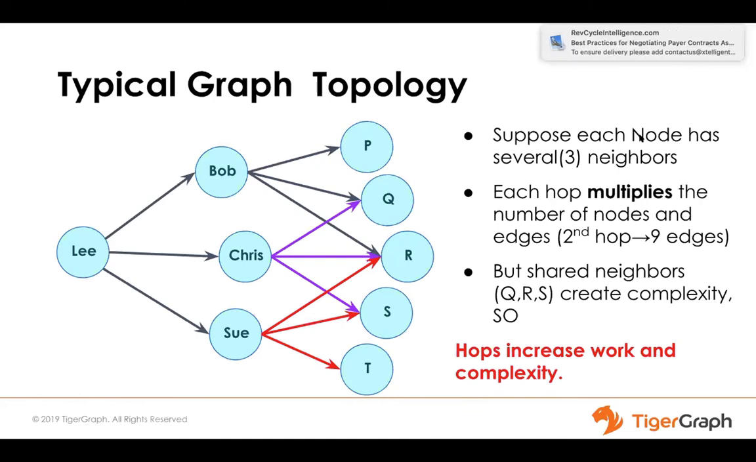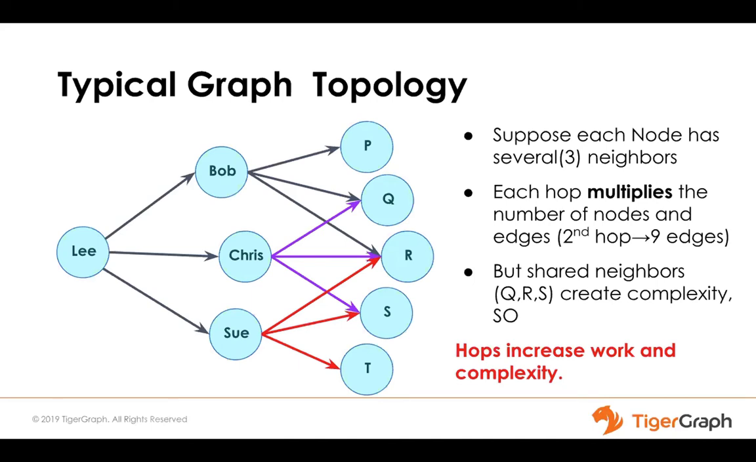But notice also that in the middle, for example, the person R on the far left is linked to 3 other persons, Bob, Chris, and Sue. Whereas also Q is linked to 2 persons, Bob and Chris, and S is linked to Chris and Sue. So it's not just 9 edges connecting to 9 separate nodes. It's 9 which merge and overlap to create the 5 nodes.